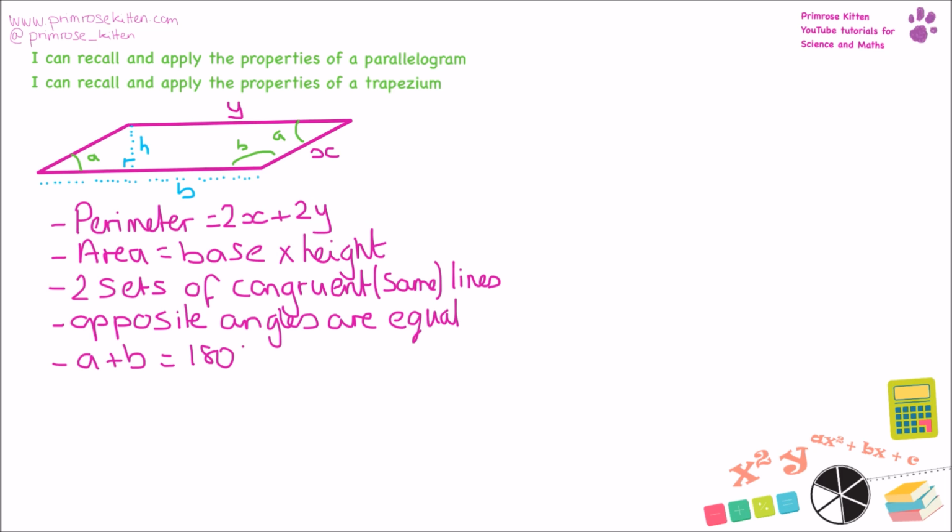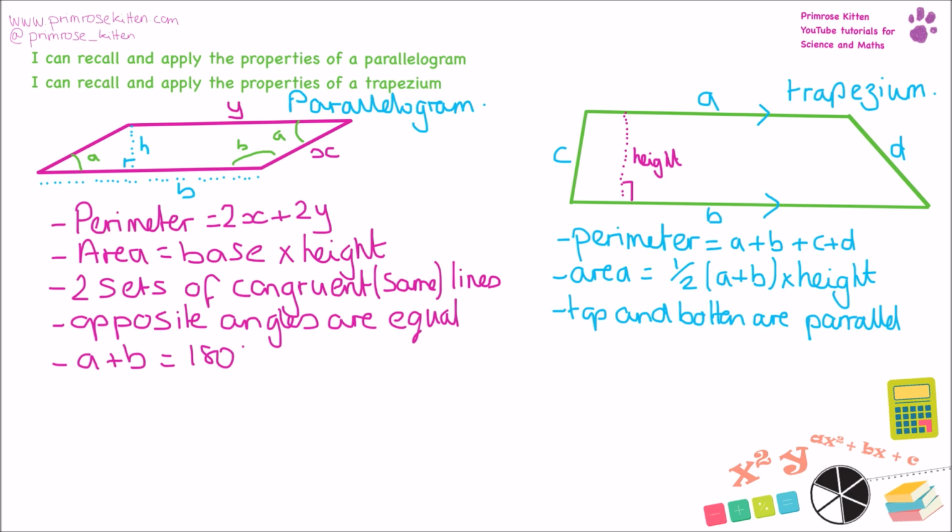For a trapezium, we're going to have four random sides. For the perimeter, it's A plus B plus C plus D, so going all the way around the edge. The area is half the top plus the bottom times the height, and then the top and the bottom are just going to be parallel.